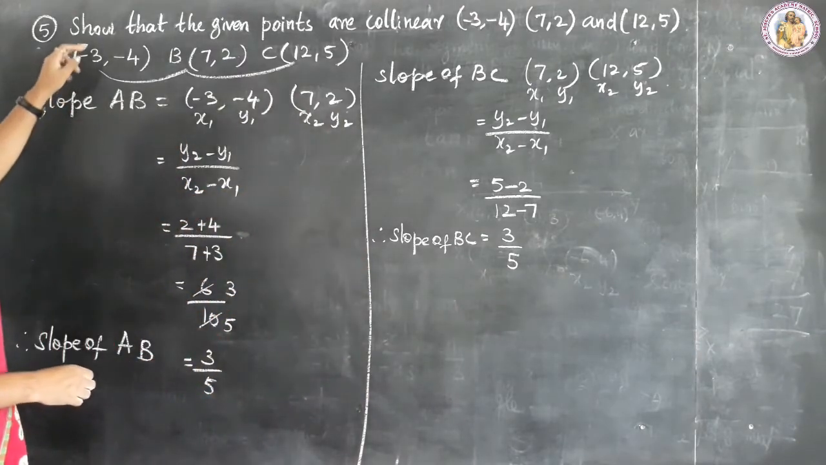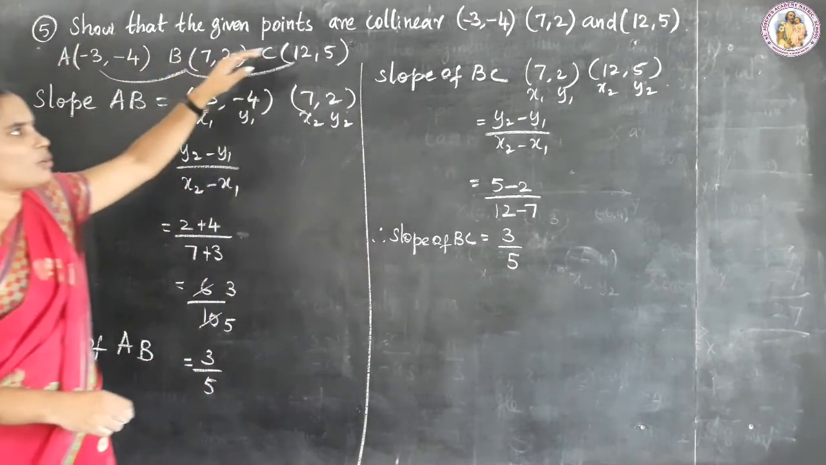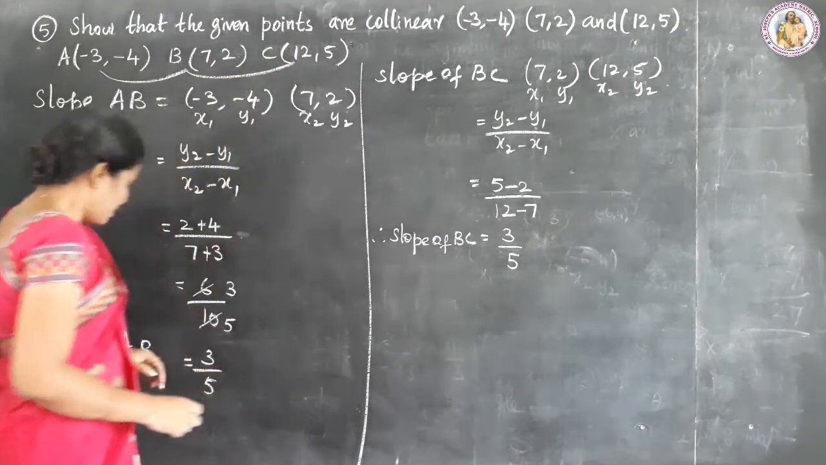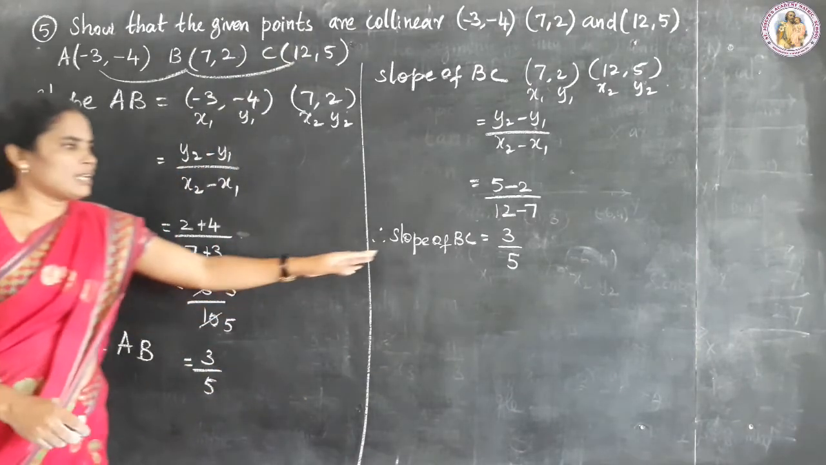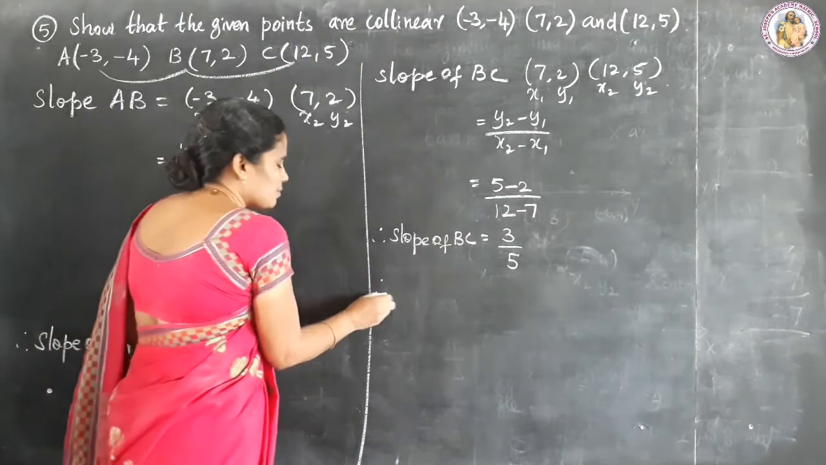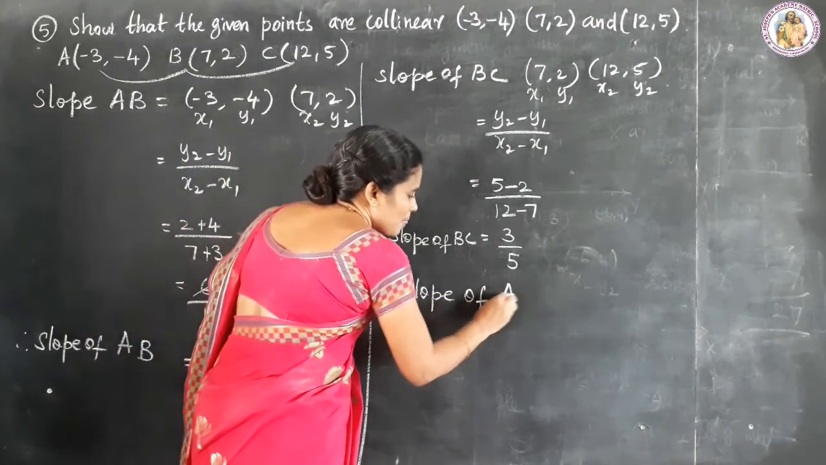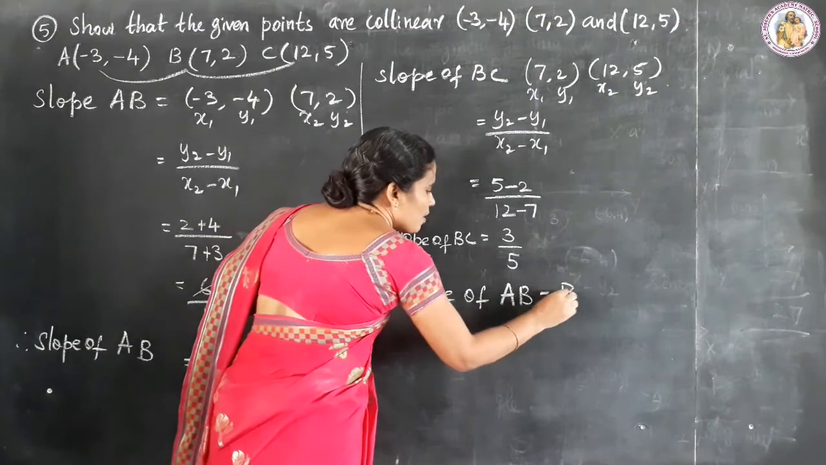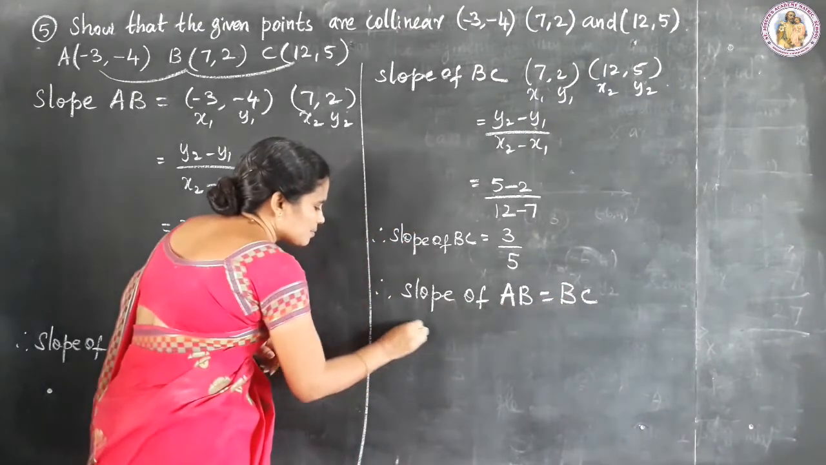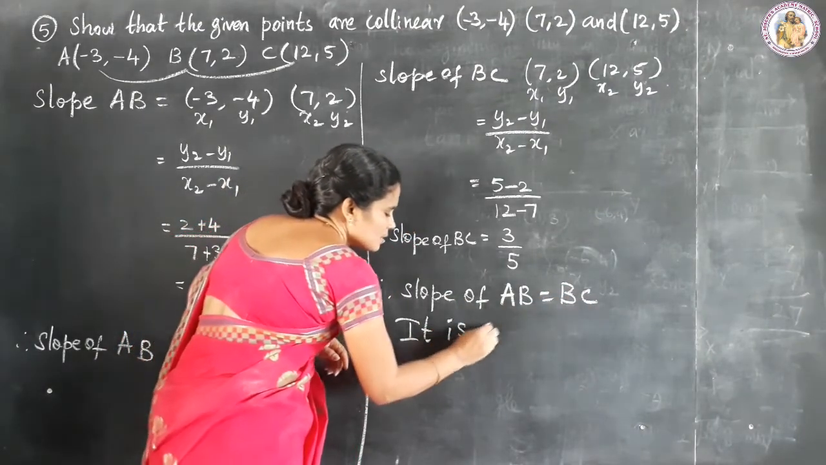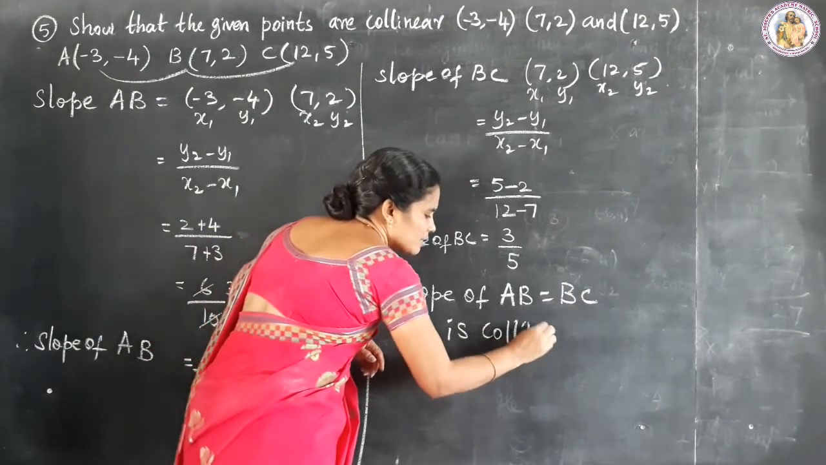Now here we are asked to show that the given points are collinear. When points are collinear, the slope of AB is equal to the slope of BC. Therefore the slope of AB is equal to the slope of BC, and therefore the points are collinear.